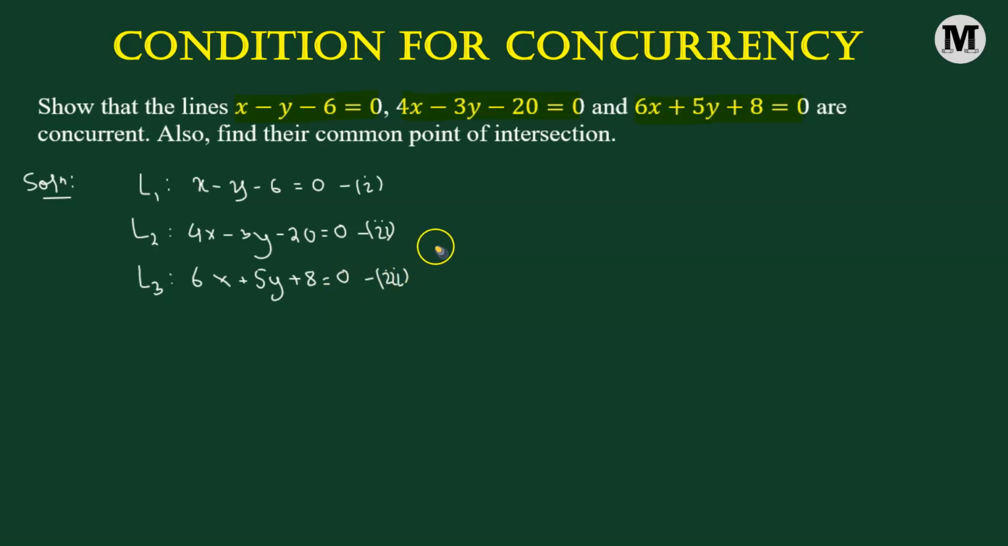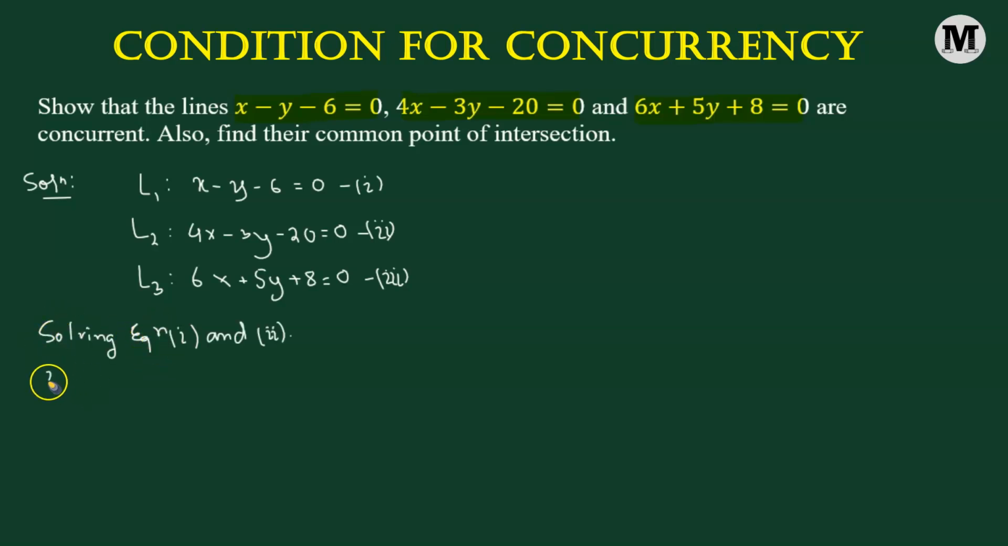Now, in order to show that they are concurrent, concurrent simply means that the three lines are going to pass through a single point. So we're going to solve equation number 1 and equation number 2. We're going to find out the value of x and y. So solving 1 and 2, the value of x and y that we get is actually going to be the common intersection point of line L1 and L2. So let's do that first. So we're solving equation 1 and 2.